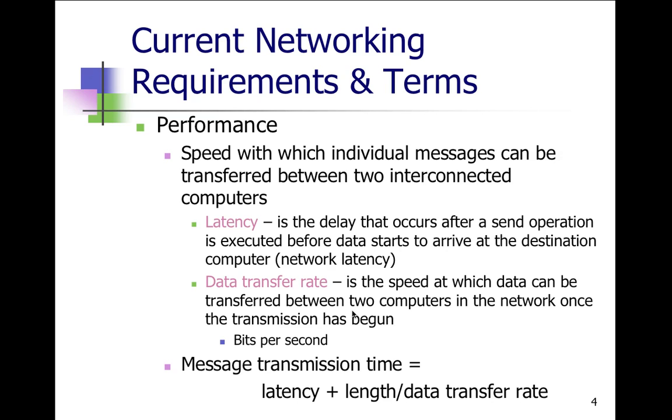One of the reasons why we use RMI is because it gives us better performance in terms of latency, less latency, higher transfer rate, less overhead in terms of the activities that are occurring. Latency is the delay that occurs after a send operation is executed and before data actually starts to arrive at the destination computer. It would be network latency. The data transfer rate is the speed at which data can be transferred between two computers on the network once the transmission has begun. Data transfer rate is measured in bits per second.